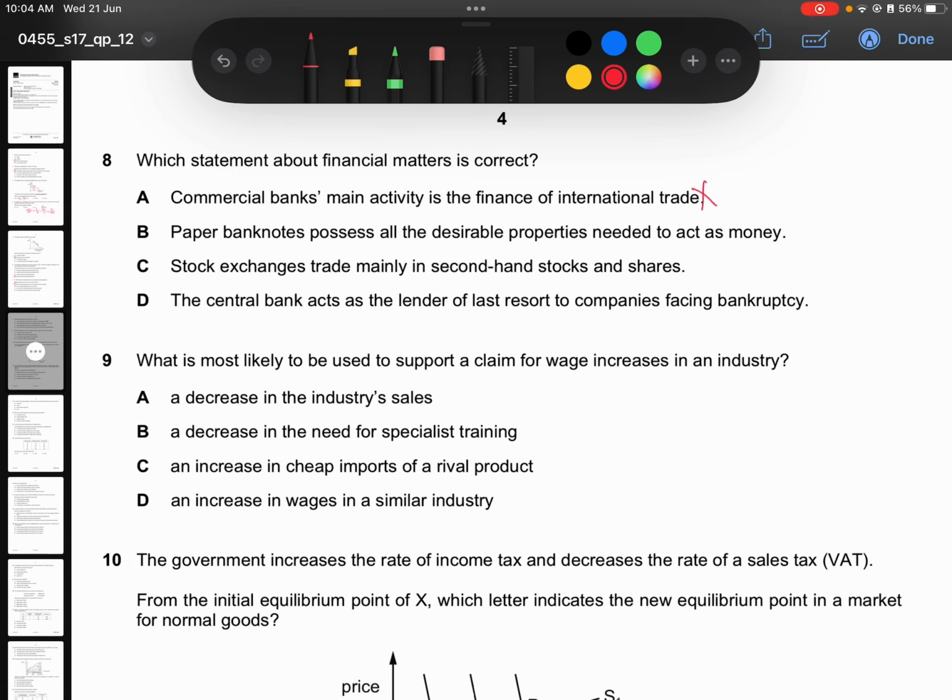Paper banknotes possess all the desirable properties. No, they are not durable in the long term. Stock exchanges trade mainly in second-hand stocks and shares. Yes, this is the correct option.